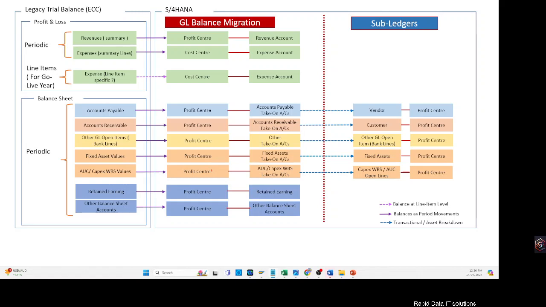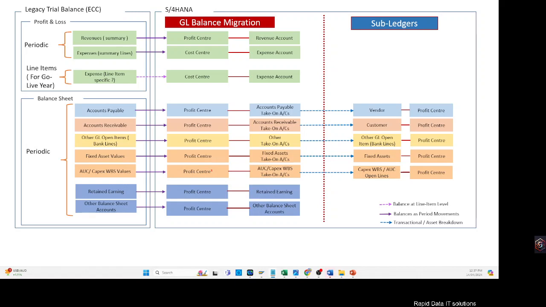And the balances are posted at the profit center level or the cost center level, depending on what account types they are. For the opening balances, they will be all balance sheet accounts, so they will all go into the profit center, and the periodic movements will definitely have a lot of P&L items as well, and they will move into the cost centers, except the revenue accounts, which will go into the profit center.